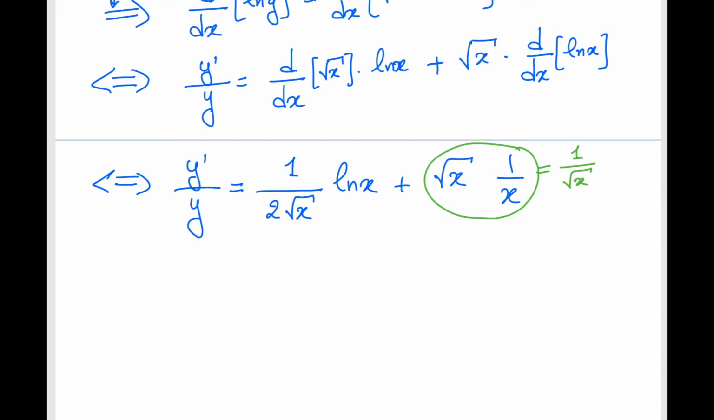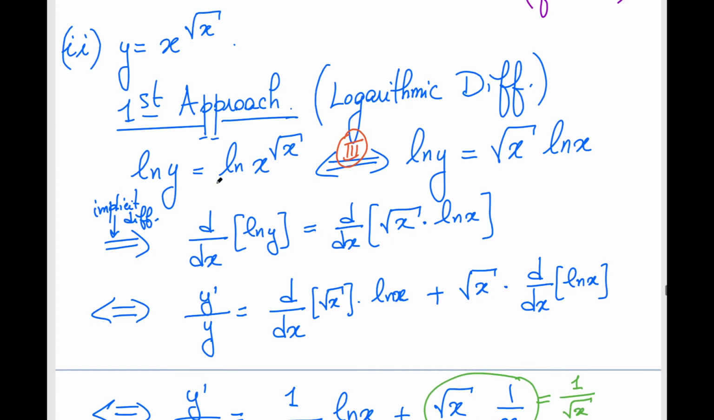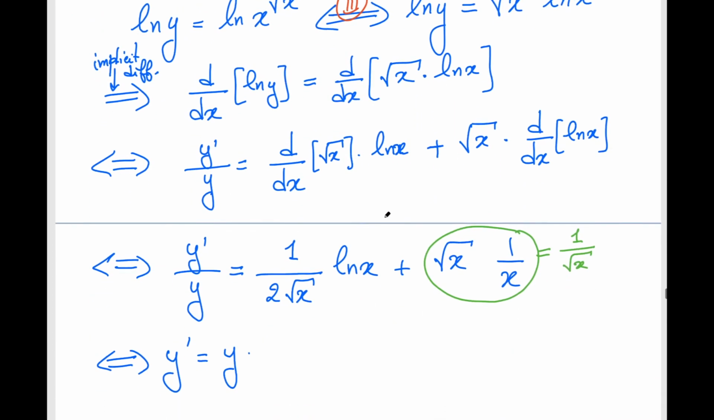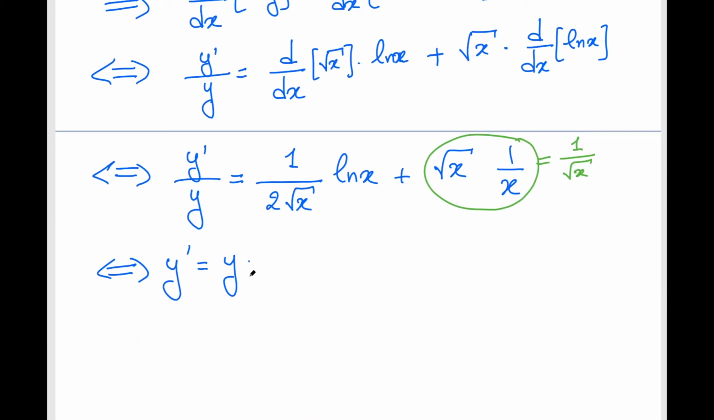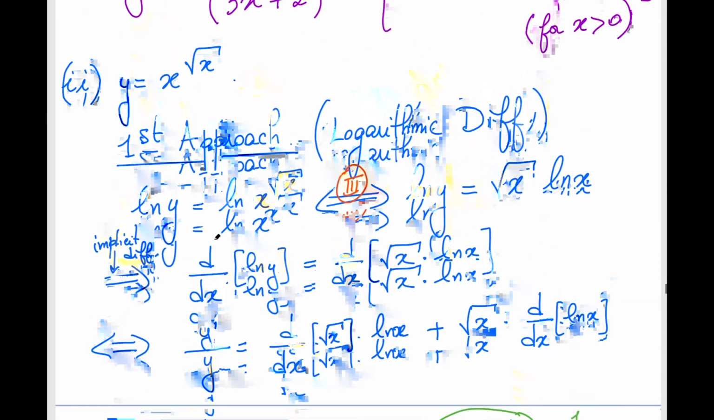So that's the same as y prime is equal to y. I'm multiplying both sides by y. Y is not 0 because x is not 0. X cannot be 0. So you get y times the quantity 1 over 2 square root of x ln x plus 1 over square root of x. And y is what? Y is x to the power square root of x.